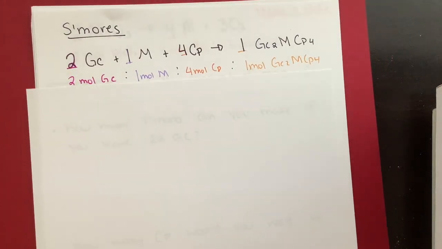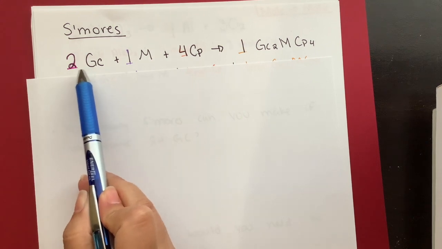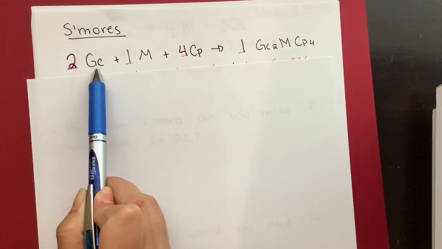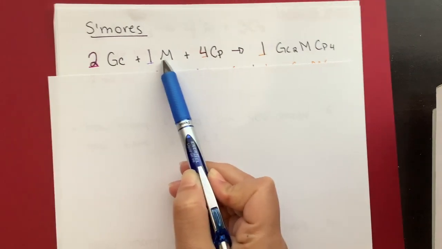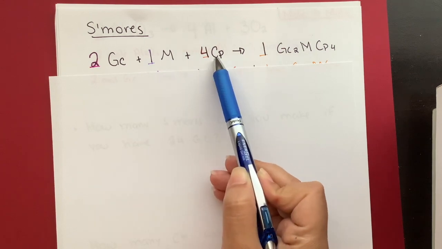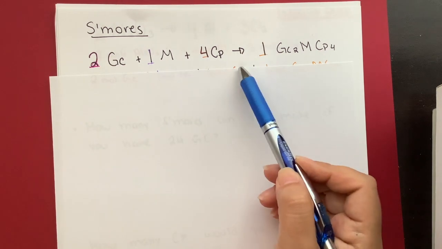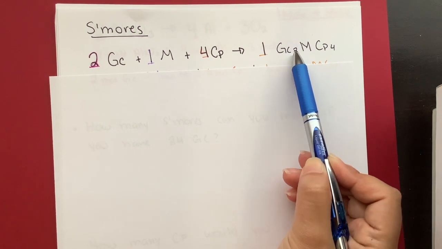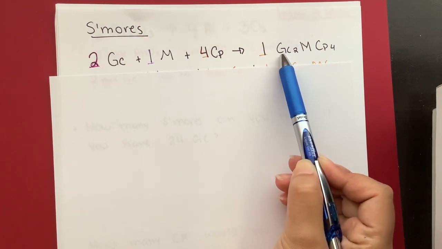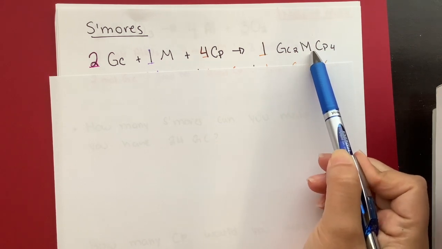So let's say we were making s'mores, right? And I were to write a chemical reaction for s'mores making. I would have 2 GC, GC is graham cracker, plus 1 M, big M for marshmallow, and 4 CP, CP for chocolate pieces. So if I mix all these together, I make this product, which is a s'more, which has GC with a subscript of 2 because I have 2 graham crackers in one s'more. M, marshmallow, with no subscript behind it because I only need 1.